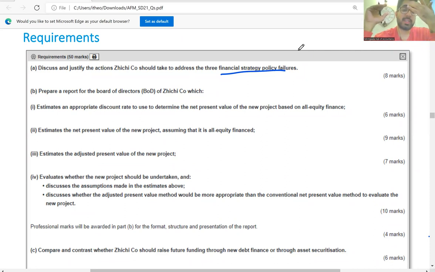And then the third policy failure, equity finance: it should be a mixture of equity and debt, because equity is expensive, et cetera.